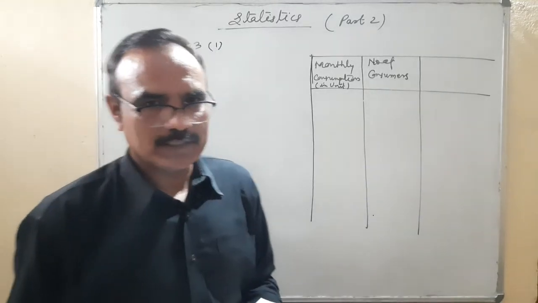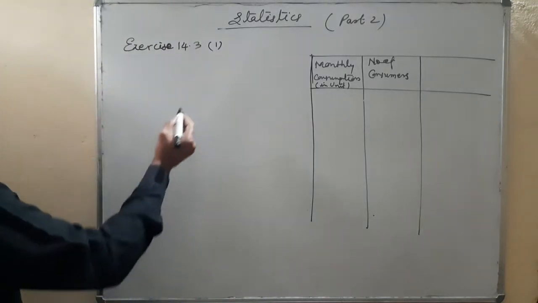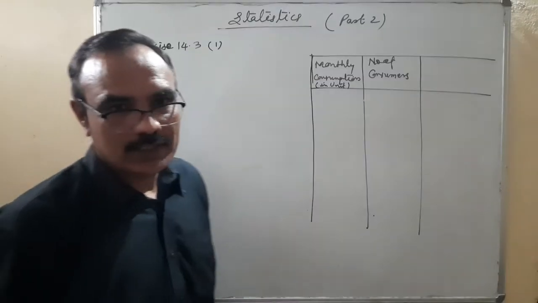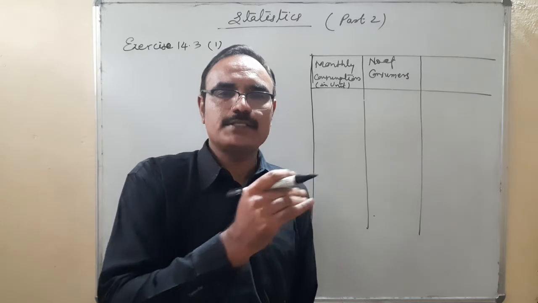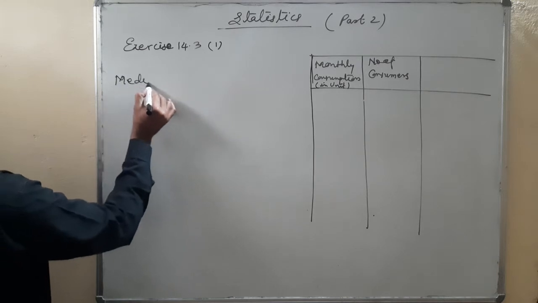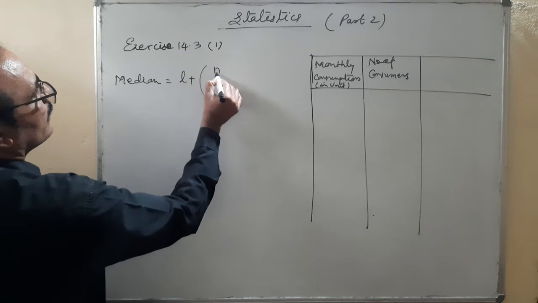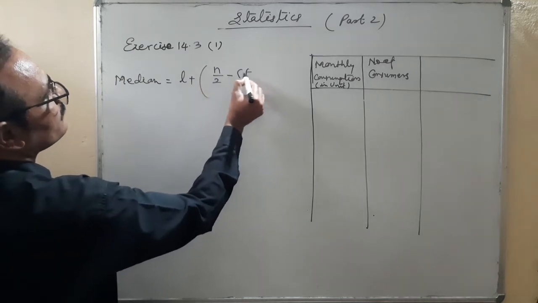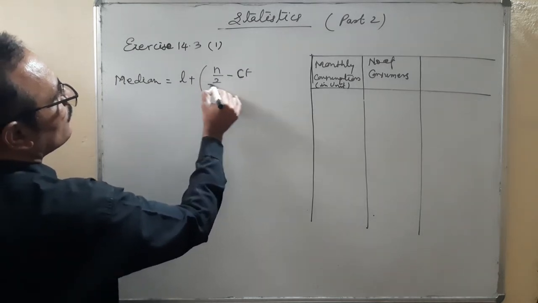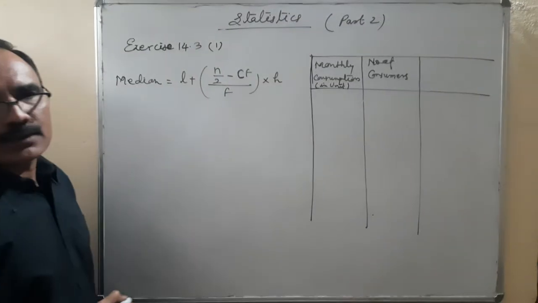First of all, we are finding the median. Median is the third part of central tendency. First mean, second mode, third one is median. I am writing the formula of median: L plus (n/2 minus Cf) upon F into H. This is the formula for finding the median.